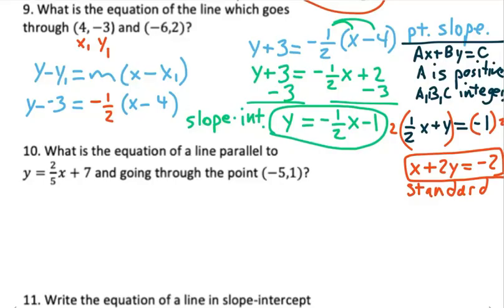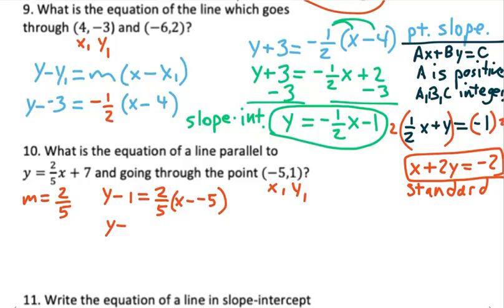Number 10, what is the equation of a line that's parallel to this line? So this line has a slope of 2/5. Well, all parallel lines will have the same slope. So if it's going to be parallel to this, it's going to have a slope of 2/5. And then they give us this point. So we can start with point slope, y minus y sub 1 equals our m, our slope, times in parentheses x minus x sub 1. If they left it in point slope, we'd see it this way.